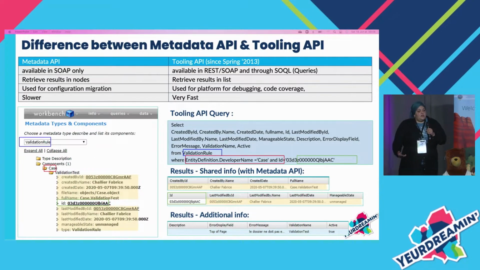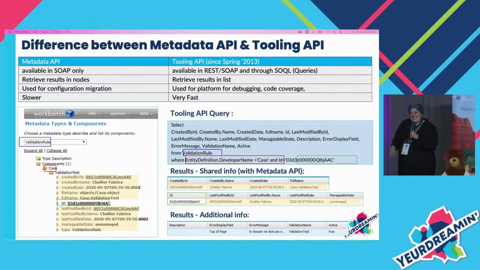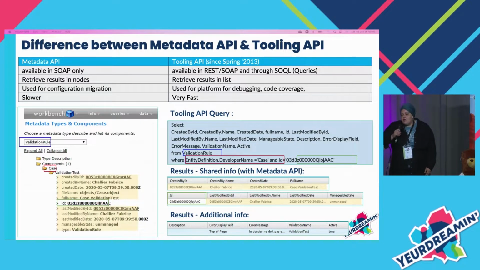We saw that there are two kinds of API related to metadata, the Metadata API and the Tooling API. Don't be afraid, it's the last technical slide for this presentation. We can use them both, but the usage is not the same. For example, you will use the Metadata API if you have only access to SOAP. And for the Tooling API, this is what we will see today. Of course, they can be called in SOAP and in REST, but also through queries. So you can use a simple query to get the data.